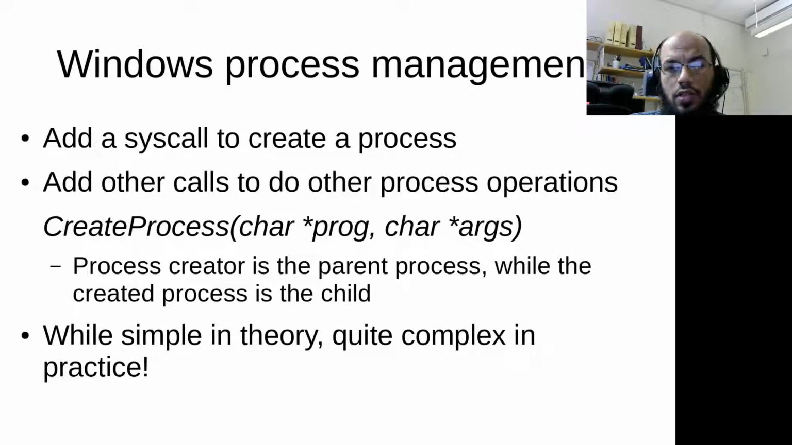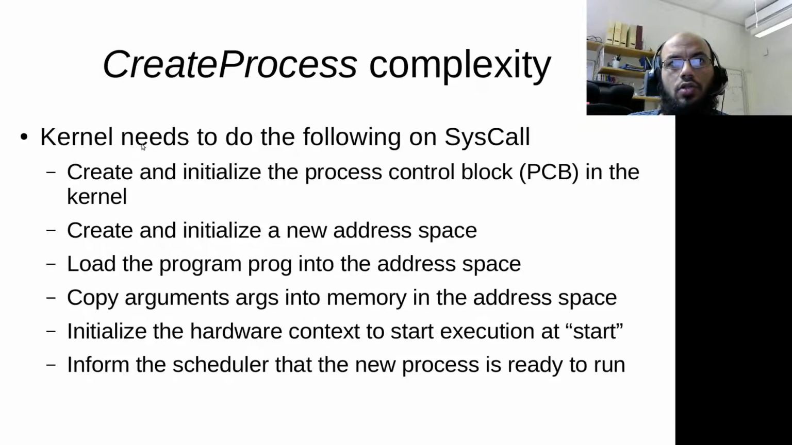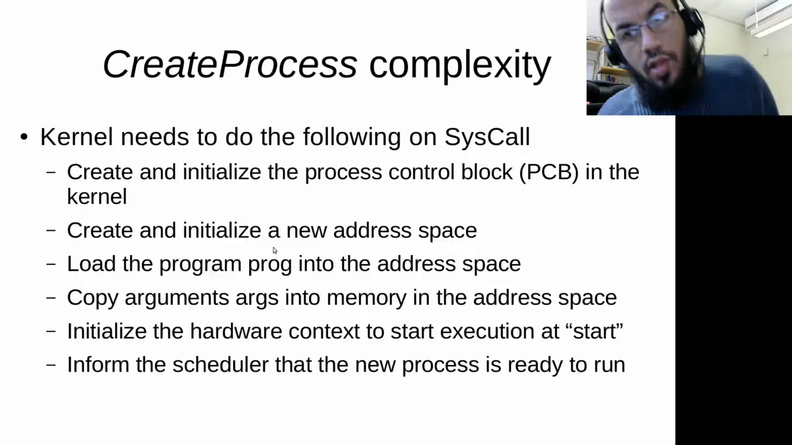It actually looks quite simple because you have just a call to create a process, but the devil is in the details, and the problem starts when you start looking at the arguments that you pass to this. So the kernel needs to do the following. When you do the syscall, you basically need to create and initialize a PCB, process control block, that we discussed in the last lecture, or in lecture 2. And then create and initialize a new address space for this process, so a part of memory where the process will actually have things running.